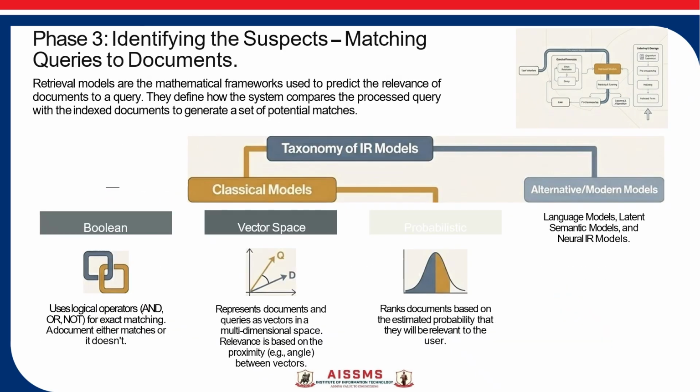Next phase is matching queries to documents. Now the system identifies suspects using retrieval models. Classical models include the Boolean model for exact matching and probabilistic models that estimate relevance. More advanced options like vector space models and modern neural IR models.